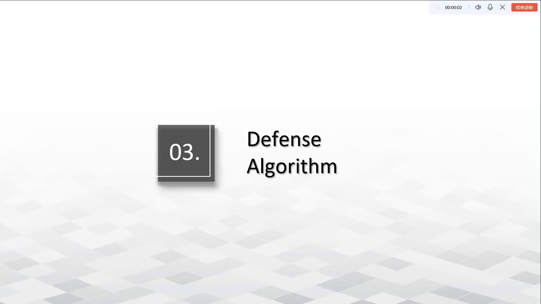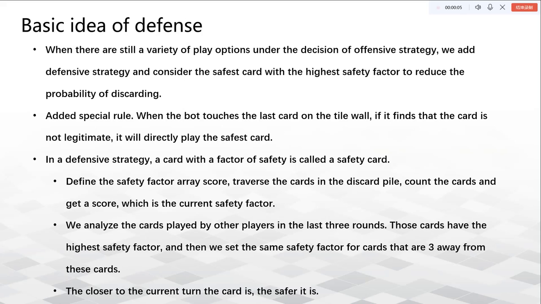Finally, let's explain the defense algorithm. When we use a strategy that reduces the shunting number, there is the situation that the shunting number and the number of kinds of effective cards are equal. So there are still a variety of play options. Under the decision of the offensive strategy, we add a defensive strategy and consider the safety card with the highest safety factor to reduce the probability of discarding. Meanwhile, we add a special rule.